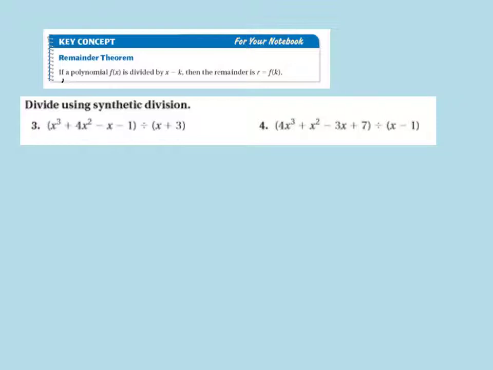So, synthetic division. Take what you're dividing by, set it equal to 0, solve it. So then you set negative 3 on the outside. What's the degree of the polynomial? 3. So you need to have a third degree, a second degree, a first degree, and a 0. How many x cubes do we have? 1. How many x squareds? 4. How many x's? Negative 1. How many constants? Negative 1. You bring the first number down every time.